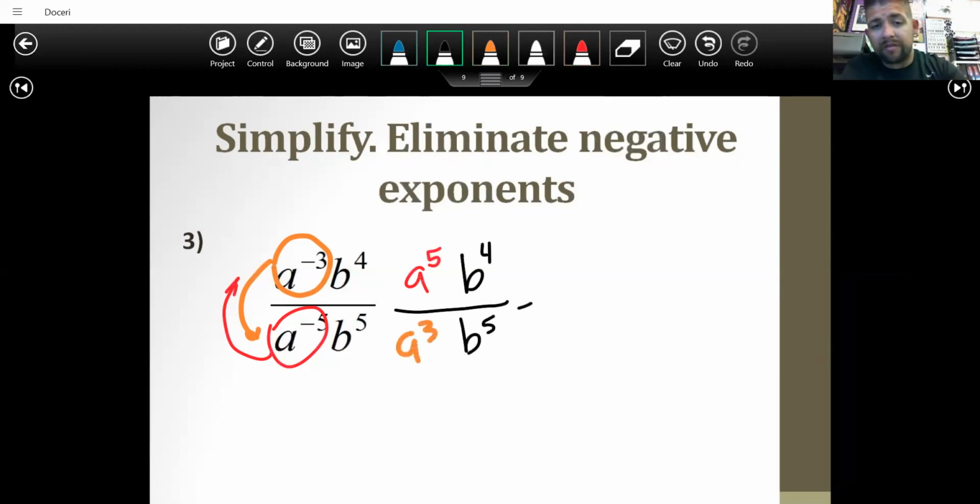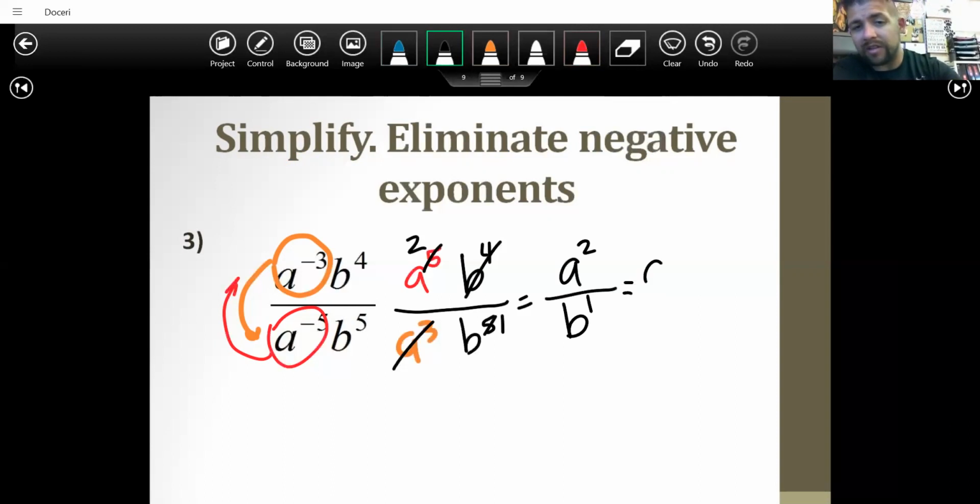Hopefully you guys remember how to reduce down, but we want to just subtract the amount of a's we have down below from the top. This will give us a to the 2nd. The amount of b's on top is 4, which will leave us 1 b, so we're going to leave that as a fraction. This will give us a squared b to the 1st. Now, eliminating negative exponents is what we just did. If it's a fraction on the bottom, there are no negatives, so we're fine. You don't need to have that 1. We can just write it as a squared over b.